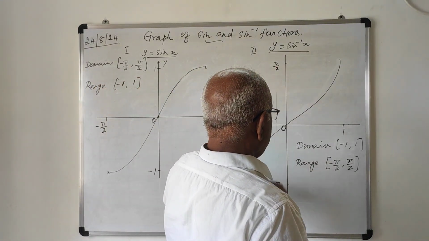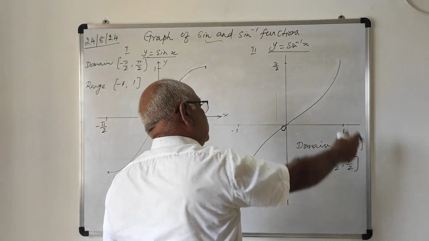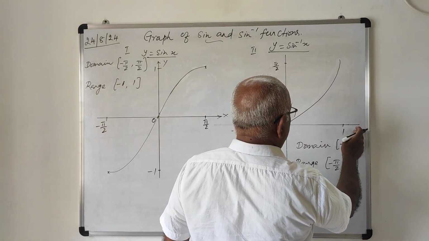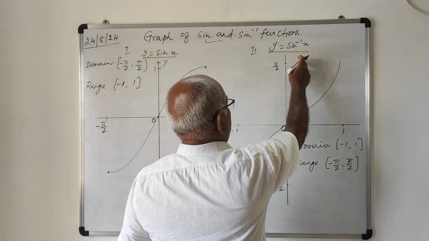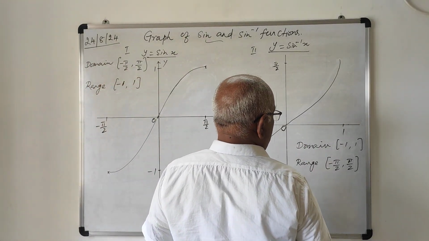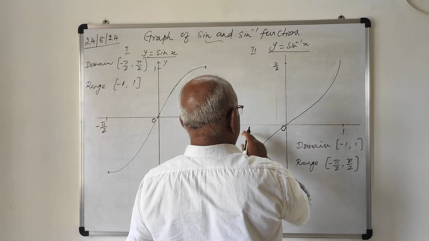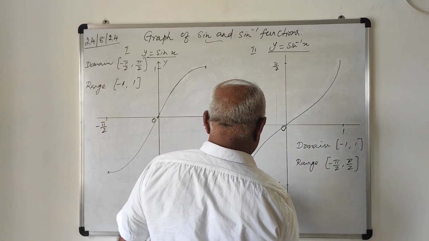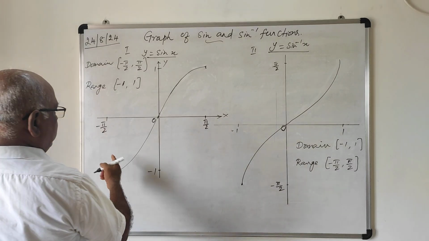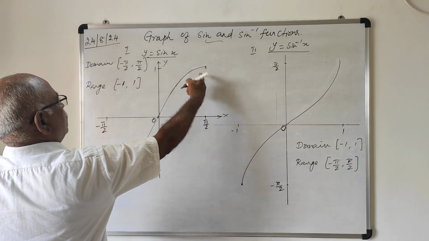So this is the graph of sine inverse function, y equal to sine inverse of x. In this case, domain is minus 1 to 1 and the range is minus pi by 2 to plus pi by 2. This graph also passes through the origin. The range of inverse function is minus pi by 2 to plus pi by 2 and the domain is minus 1 to plus 1.